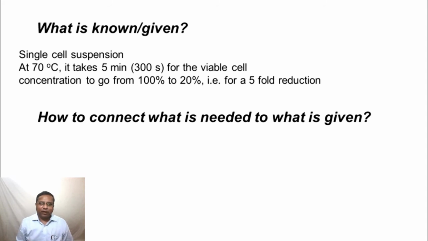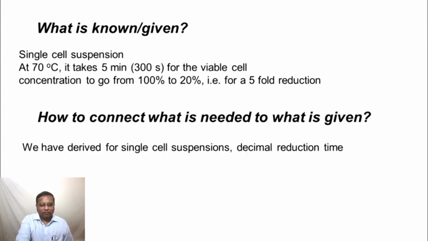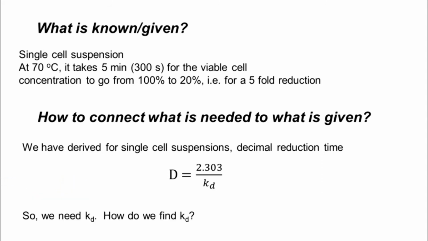Then the third main question, how to connect what is needed to what is given. If you think about it, I'm sure quite a lot of you would have solved this. We have derived the decimal reduction time, which we also reviewed a few minutes ago, as 2.303 by Kd. Therefore, we need Kd. If we have Kd, we can find D, the decimal reduction time, which is what is required in part A. How do we find Kd?